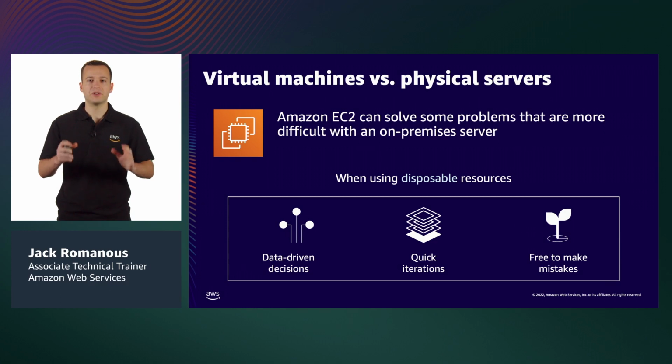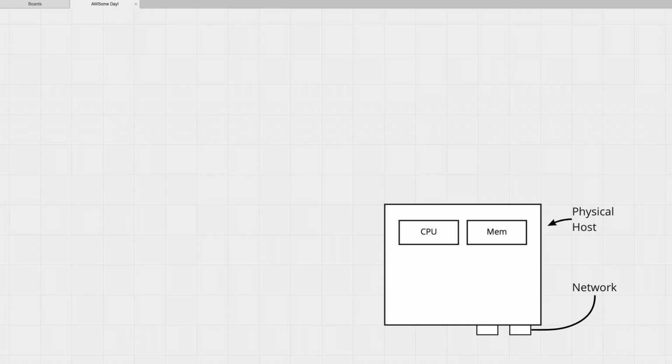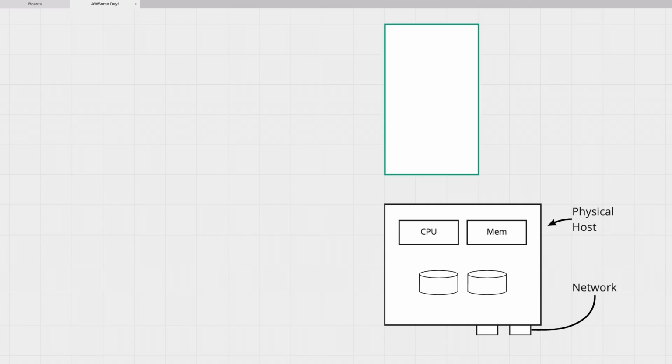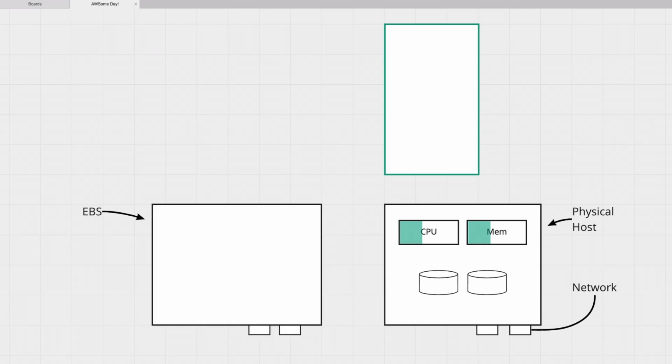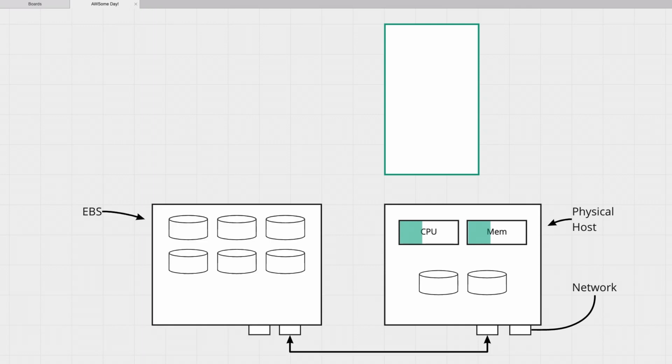EC2 is a virtual server, which means when you deploy an instance of EC2, you can deploy only the size that you need and change it when you need it. As you can see here, you can deploy an EC2 instance which consumes only the resources you need. You can choose the amount of CPU and memory, and then create a separate disk volume using the Elastic Block Storage, or EBS. We'll talk more on this later.